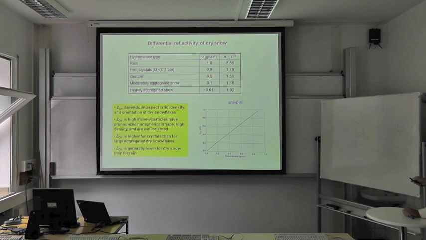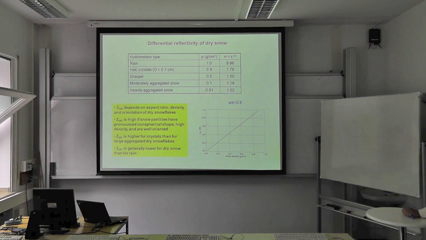Graupel will usually be in this range. Moderate aggregated snow, heavily aggregated snow. Those can be distinguished quite well, at least in differential reflectivity. Of course, we need to know more or less the air-water ratio. That's another sort of uncertainty.